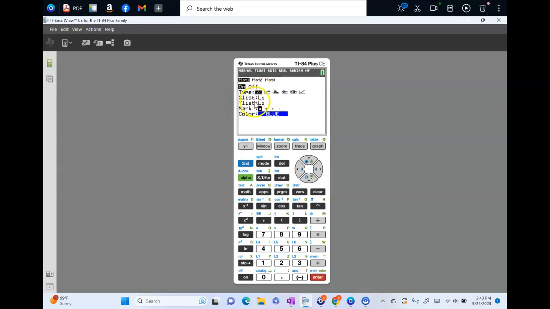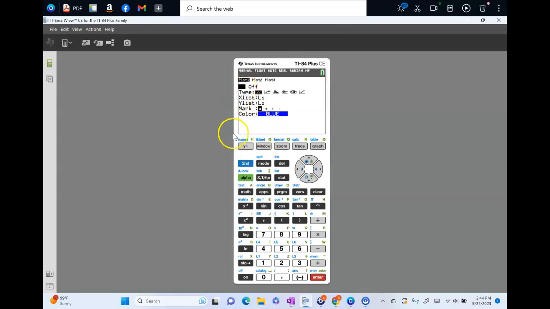On the X list and Y list, it's just saying I'm going to grab my X values from L1, which is where we put the X values. It's going to grab the Y values on L2, which is where we put them. And you could put different little marks that you want on your scatter plot. You can have this Y dot, you can have the plus, the little dot. I always leave it on that one right there. And then you can even select the color of your dots on your scatter plot. I'm going to go ahead and leave it at blue.